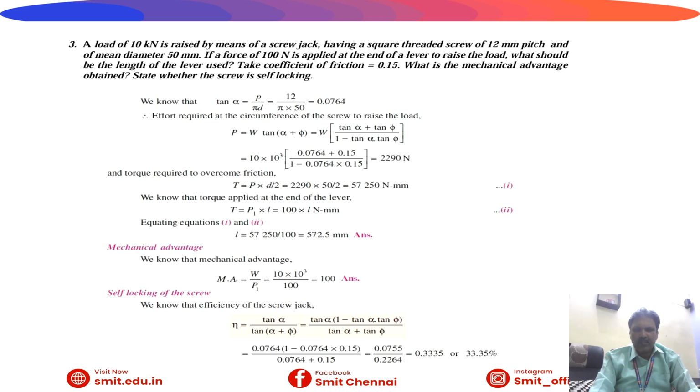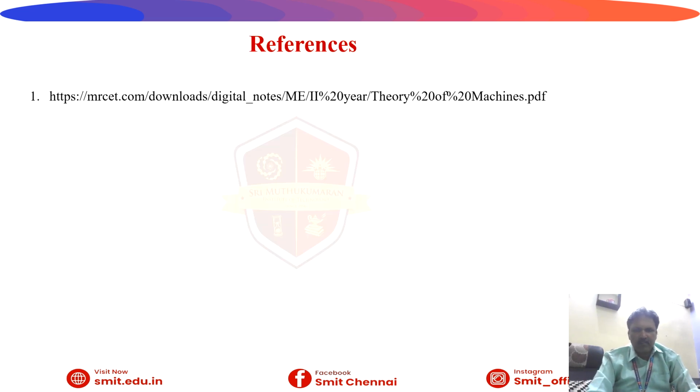Then mechanical advantage is nothing but the load applied divided by P1. That is 10 into 10 to the power 3 divided by 100, as P1 is given. You will get 100 only. No unit for that. The efficiency of the screw is given by tan alpha by tan(alpha plus phi). Upon calculation, we will get 33.35 percent. So this is the reference which I took for preparing this content.